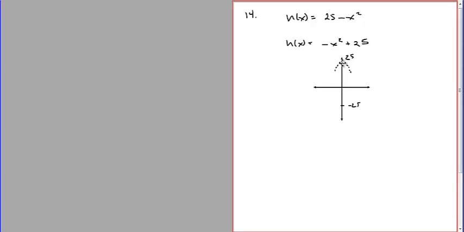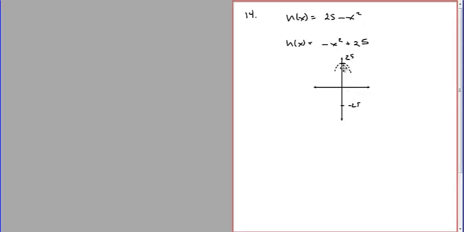And you know it's going to be here. It starts here because when you set x equal to 0, which is along the y-axis, you get 25. And the negative sign means it's pointing downward. Or you can think about it that you have the parent function, which goes this way, and then you reflect across the x-axis, and then you shift it up 25 units.